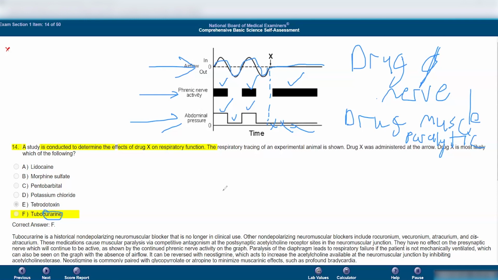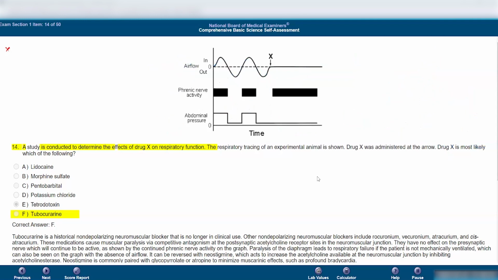That's really good. So that's how you kind of work through this question. It's tricky for sure, but they're trying to get you to think, okay, the nerve is intact, but the muscle is not firing or not contracting, meaning it is a muscle paralytic. Interesting. Okay, that's cool. Alrighty.